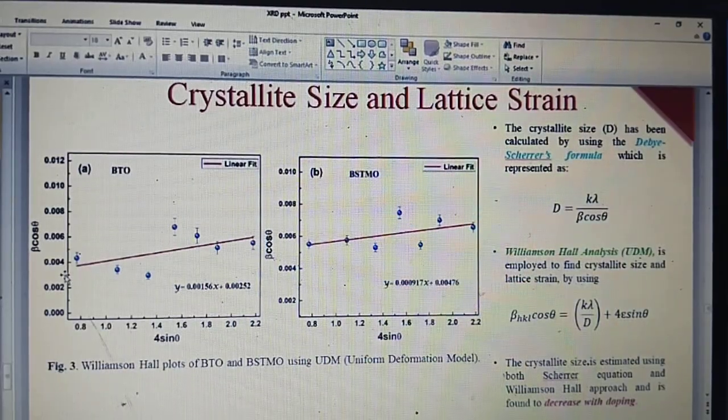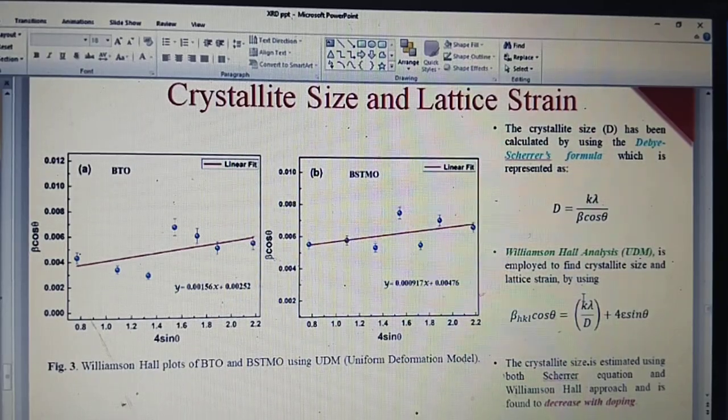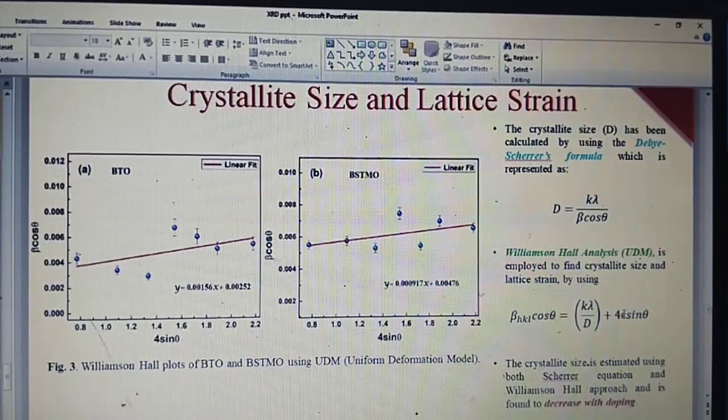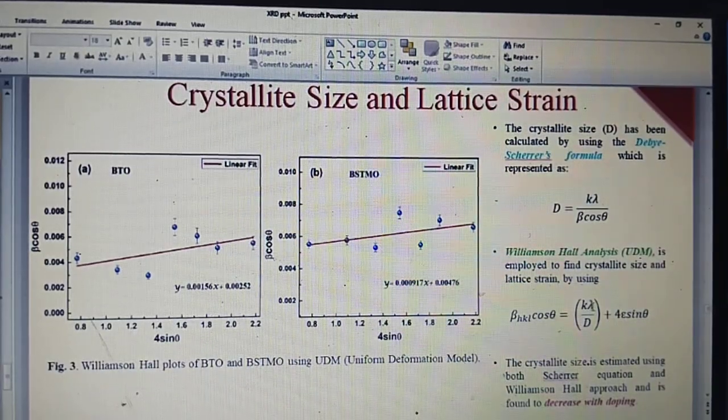And the intercept will be equal to k lambda upon d. And k is a constant. If you take a spherical size particle, then this value of k is taken as 0.9. Lambda is the wavelength you are using; if you are using a copper target or copper tube, it is 1.54 angstrom, which is also known to you. So if you know the intercept, then k lambda upon d will be equal to the intercept, and k and lambda are known to you. So from that you can find out the crystallite size.